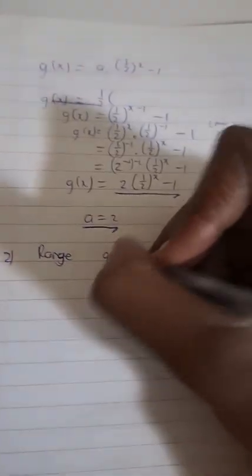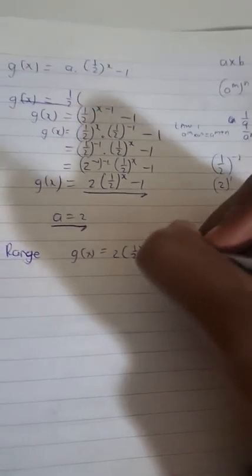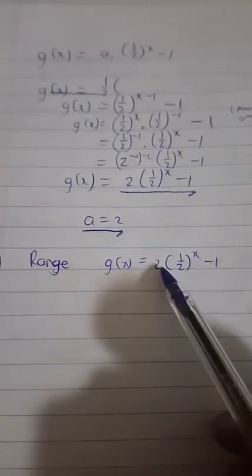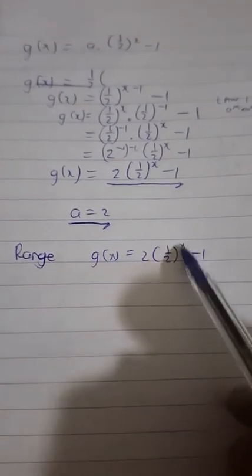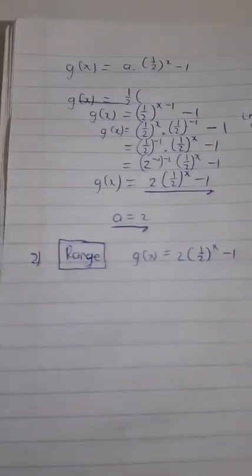The function that we are given is g of x is equal to 2, remember, half to the power x minus 1. We now have the full function of g. It's g of x is equal to 2 half to the power x minus 1. Can you guys give me what the range of this function is?